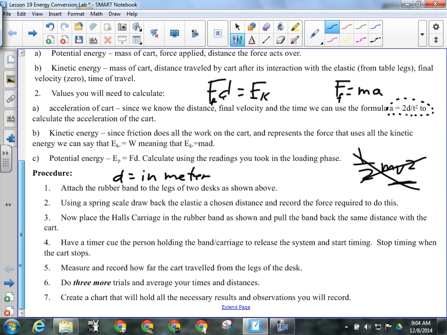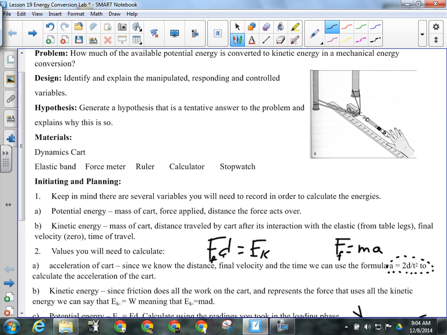All right, so the procedure, like we said, we already talked about how that's going to go: release the band and cart system. Now, in the picture here, they show the cart being pulled back with the spring scale. Is that a good idea? It is not, because the spring scale will go flying.